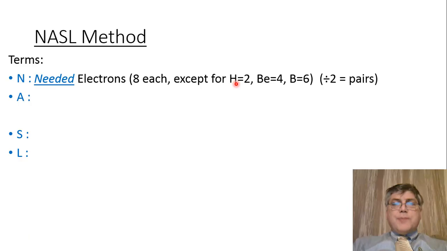There are some exceptions. Hydrogen is too small to have 8. Its shell only holds 2. And beryllium and boron are kind of oddballs. Beryllium will want 4 and boron will want 6 when it's covalently bonded. When it's forming an ionic bond, we just follow the normal rules. But beryllium and boron are not very common. We won't see them very often. But we'll see hydrogen a lot. So anyway, the needed electrons.